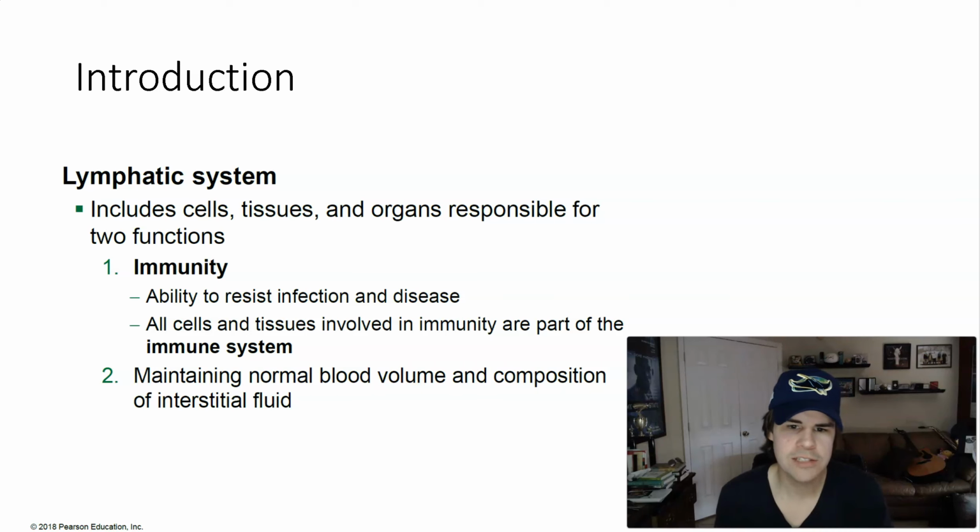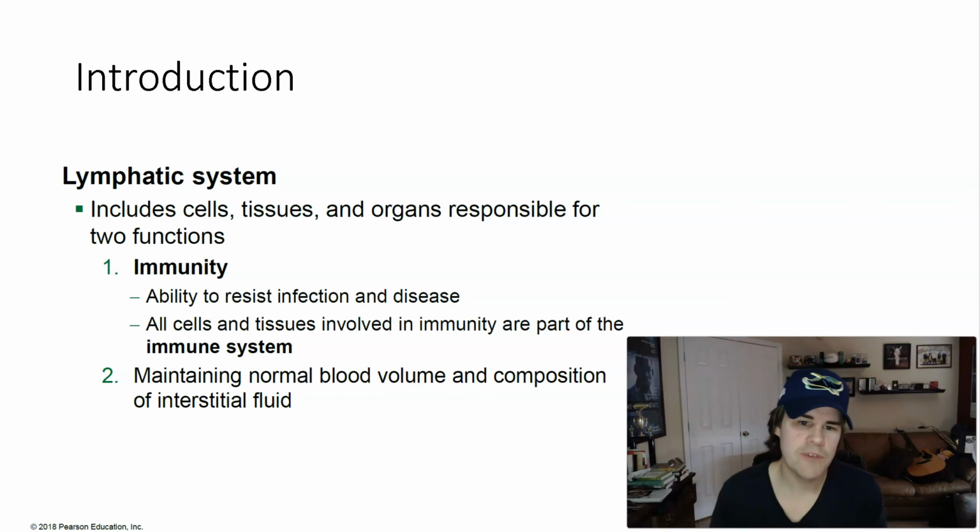It includes cells, tissues, and organs responsible for two main functions. The first function is immunity. We've been hearing a lot about immunity, immune systems, and herd immunity, which is waiting for the human population to develop enough resistance and antibodies against the virus, COVID-19, so it doesn't affect as many people. We're working on a vaccine, which would also give immunity. Immunity is the ability to resist infection and disease. All cells and tissues involved in immunity are part of the immune system.